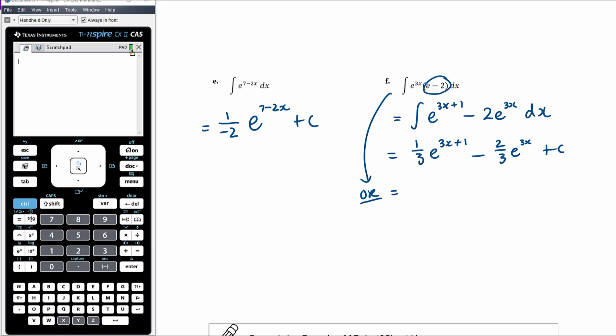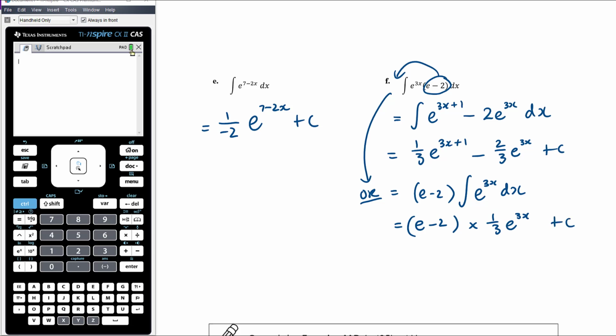Okay, the other way we could do it is to recognise that e minus 2 is just a constant value. That's not affecting the integral at all. E is the number 2.718, minus 2, so 0.718, so it can just go out the front. So we actually just have e minus 2 times the integral of e to the 3x, which is e minus 2 times 1/3 e to the 3x plus c. So you could leave it written as some version of that. And if you were to expand that out, you would get exactly the answer that we got up here. Okay, so same thing, depending on how you choose to think about that.